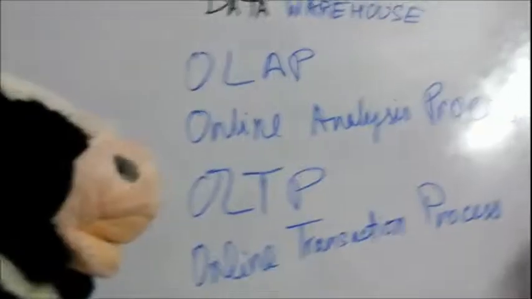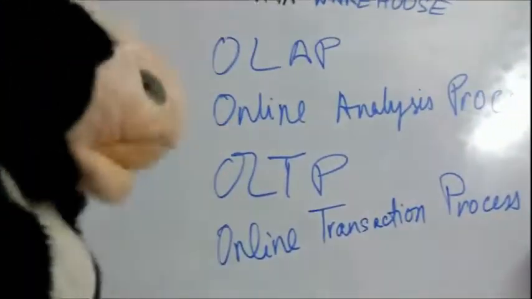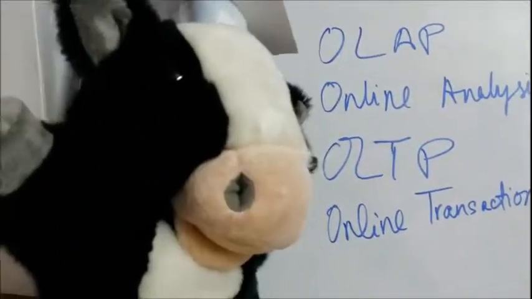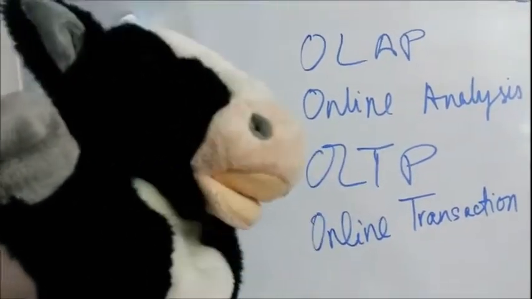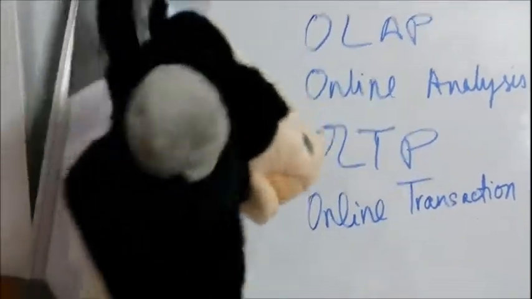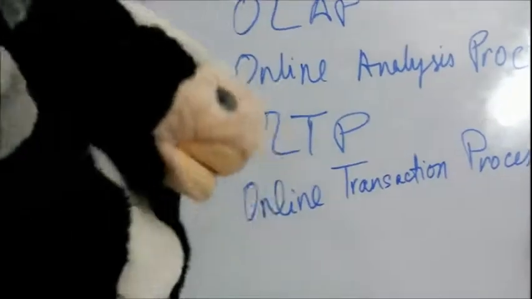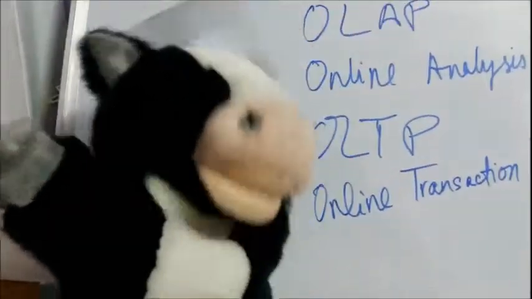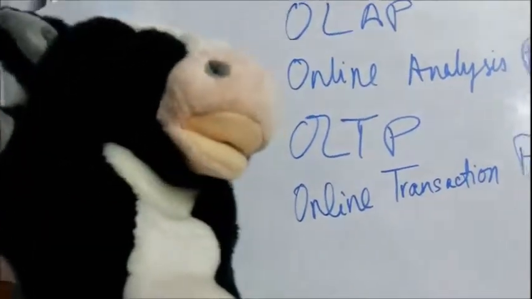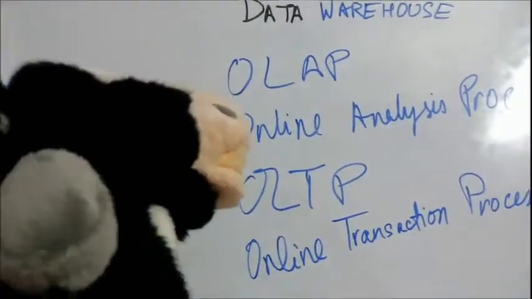So I want to take this opportunity to quickly explain what OLTP and OLAP are. Online analytical processing is our data warehouse. We use it less and it handles big data. Online transaction processing is our regular database which we use every day. So we use a lot of OLTP and we use less OLAP.